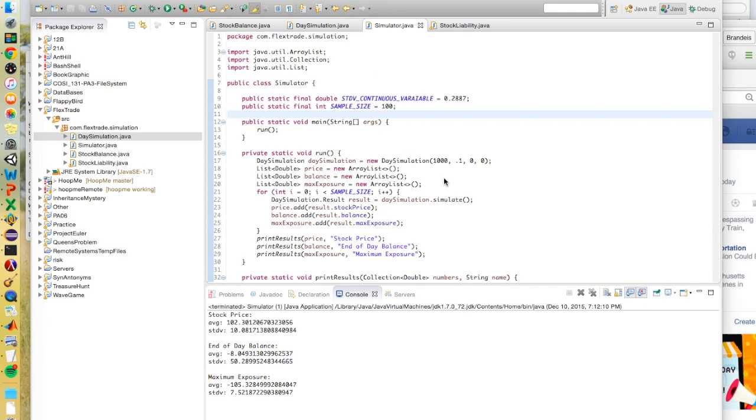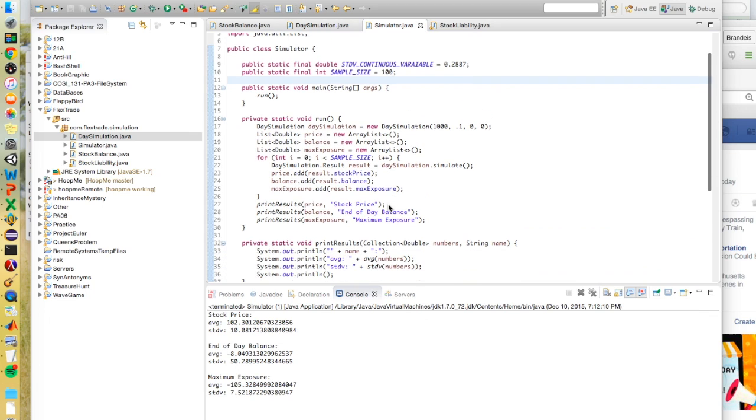So the purpose of this application is to simulate buying and selling of fractional shares on the stock market and to see if this affects the end of day balance.